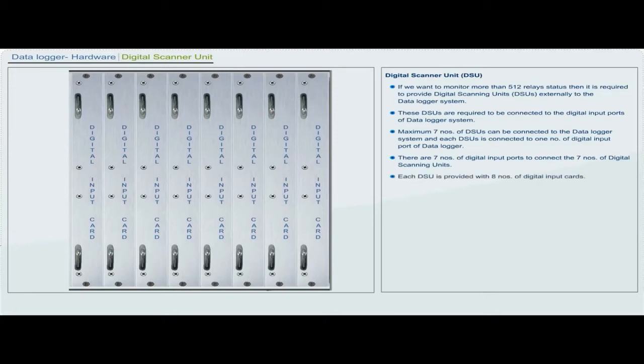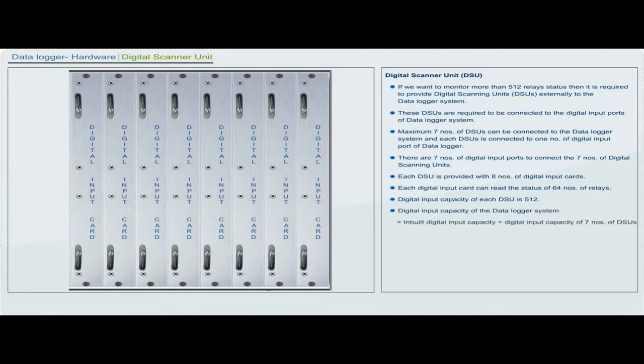Each DSU is provided with 8 numbers of digital input cards. Each digital input card can read the status of 64 numbers of relays. Digital input capacity of each DSU is 512. Digital input capacity of the data logger system is equal to inbuilt digital input capacity plus digital input capacity of 7 numbers of DSUs, equal to 512 plus 7 into 512, equal to 4096. All these digital inputs are scanned at a rate of 16 milliseconds.